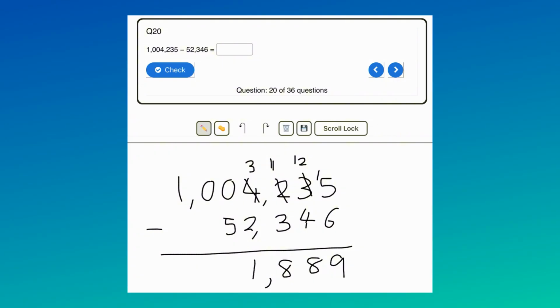Now my 10,000s column, I've got 0 take away 5, which I can't do, but I've got nothing in the 100,000s column to be able to borrow from. So I need to go to my million column and put 0, put my 1 in my 100,000s column, cross that out and put a 9, then put my 1 in my 10,000s column to make 10 there. So 10 take away 5 is 5, and 9. So my answer is 951,889.